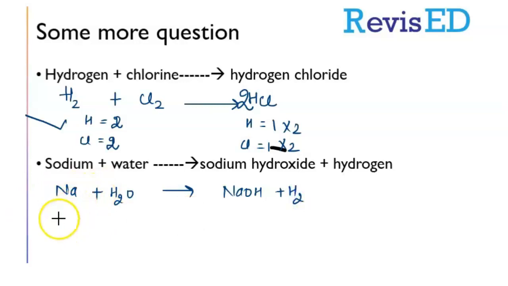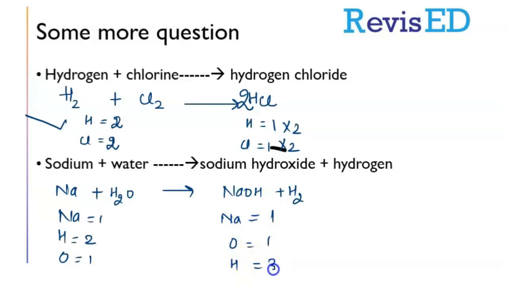Now in the next I have sodium plus water giving me sodium hydroxide plus hydrogen. In this, on the left sodium is 1, hydrogen is 2, oxygen is 1. On the right hand side sodium is 1, oxygen is 1, hydrogen is 3. So what I have to do is multiply by an even number. First I multiply NaOH by 2. So this is 2, oxygen is 2, right? And your hydrogen is basically 4. 1 plus it is getting 4.